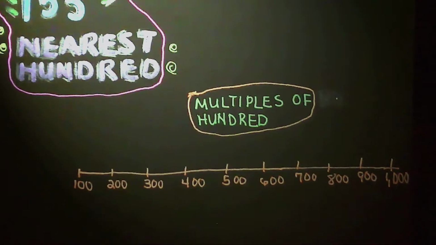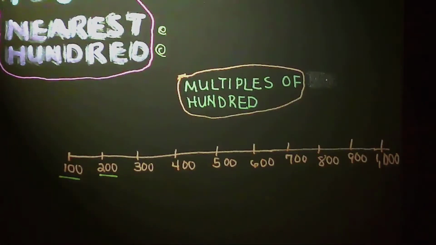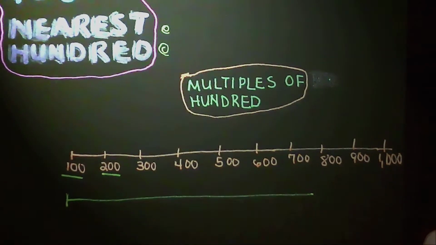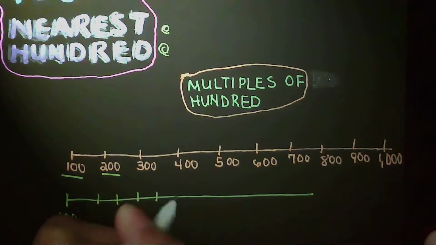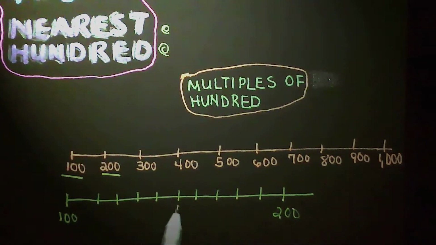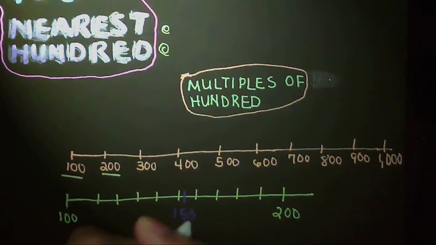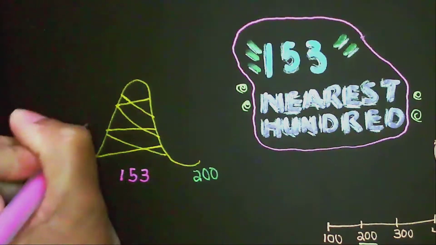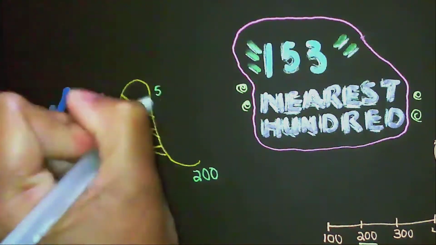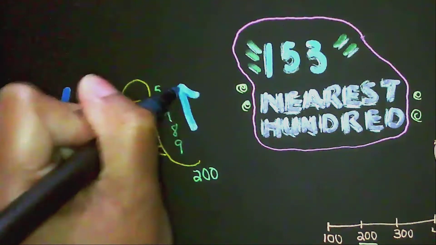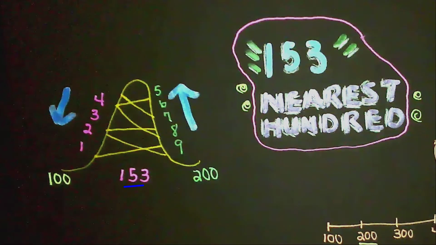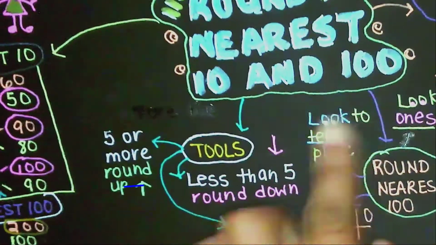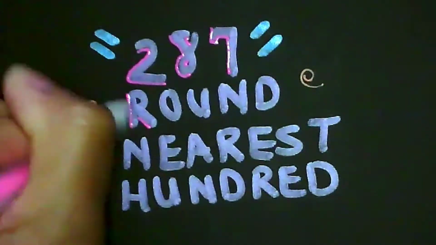The number 153 is between 100 and 200. Let's break it down. Now we're skip counting from 100 up until 200. 153 is about right there. And as you can see, it's closer to 200. Therefore, 153 rounded to the nearest 100 is 200. If we follow our rule, the number that's in the tens place, 5 or more, tells you to round up. Therefore, 153 rounded to the nearest 100 is 200.